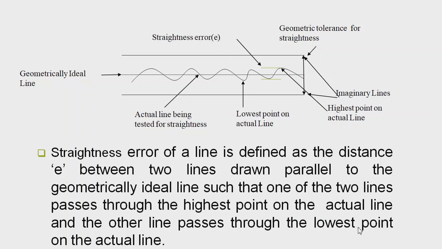Now we can easily see that the highest point on actual line and lowest point on the actual line, the distance between these two is called as the straightness error. So a straightness error of a line is defined as the distance between two lines drawn parallel to geometrically ideal lines, such that one of the two lines passes through the highest point on the actual line and the other line passes through the lowest point on the actual line.